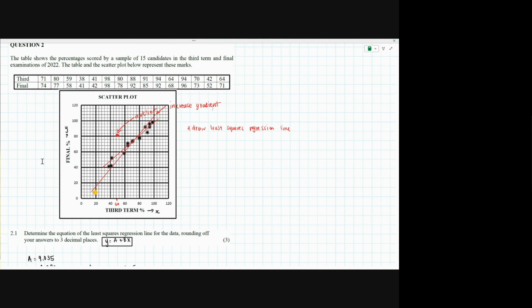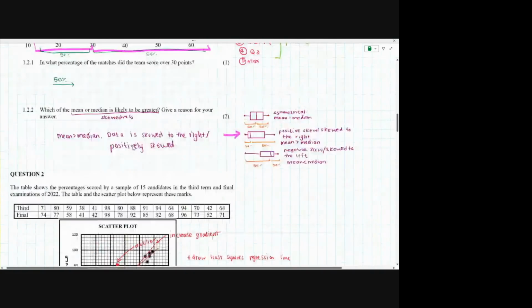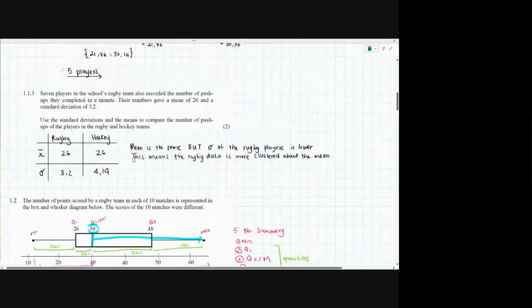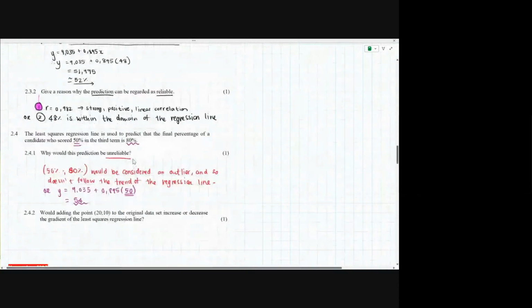Okay, so hopefully what you can see is that none of this is actually too tricky. The only one that maybe was a little bit tricky thus far that we've done was this question over here in terms of the skewedness. I don't think anything else has been tricky. It's all a case of, do you know your work?